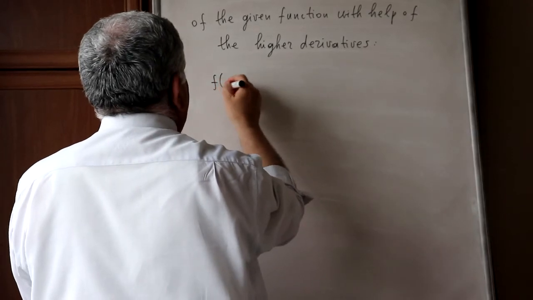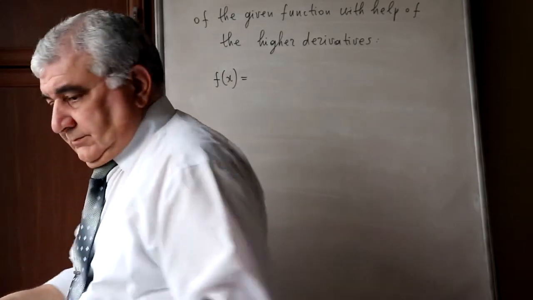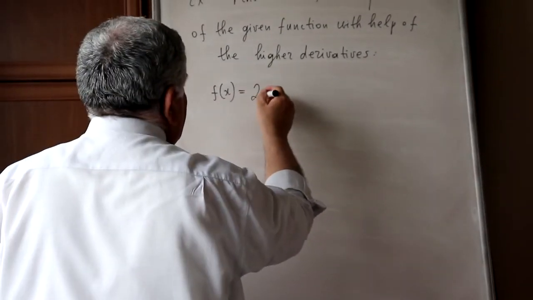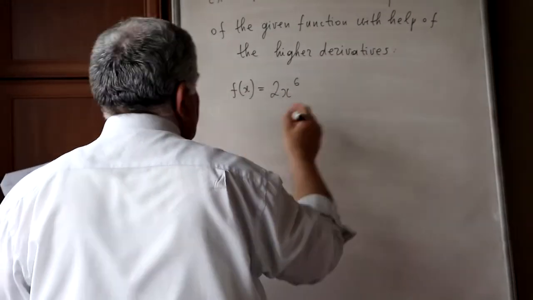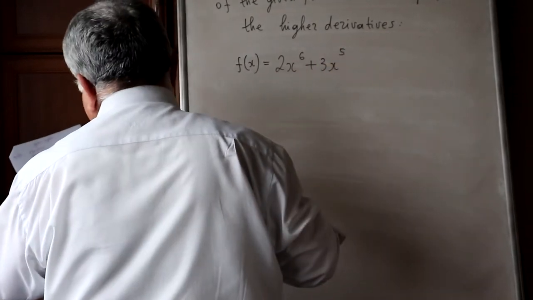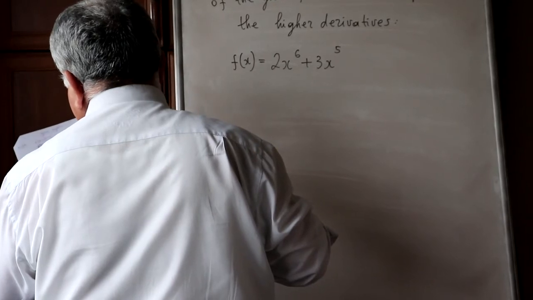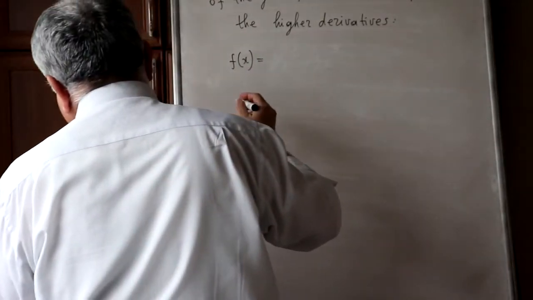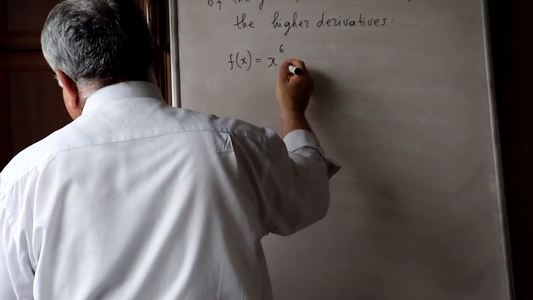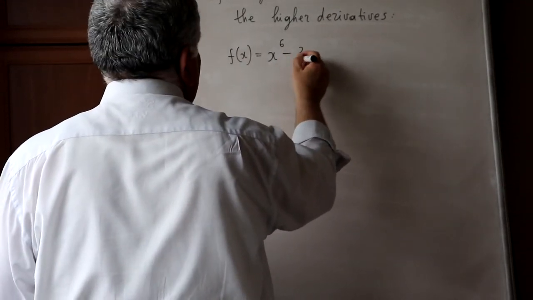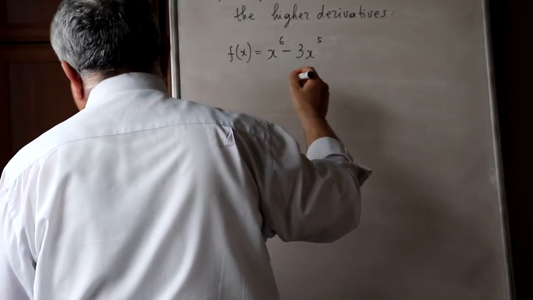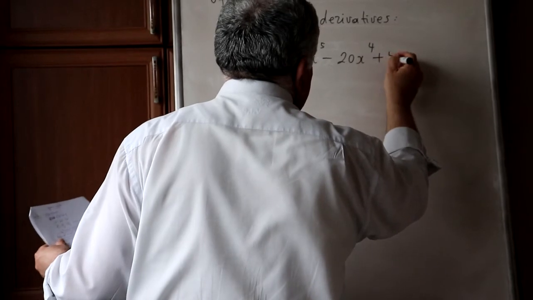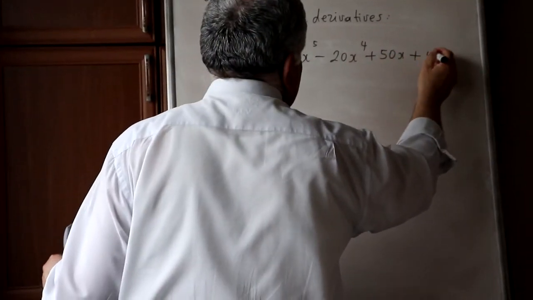Now write the function f of x. f of x is x to 6 minus 3x to 5 minus 20x to 4 plus 50x plus 40. Solution.